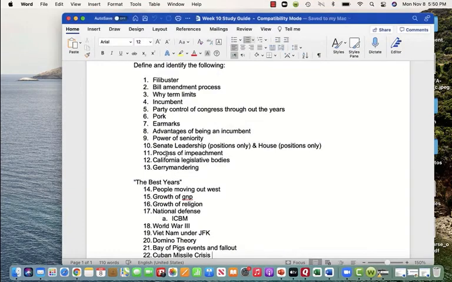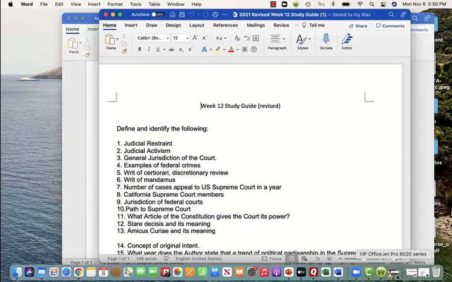Let's talk a little bit about the judicial branch. Be able to tell me what judicial restraint is. That's kind of the idea that the court won't engage in policy making. The opposite is judicial activism, where the court will go out and seek cases to rule on. Know the jurisdiction of the court: the federal courts have jurisdiction over federal cases, and these cases are prosecuted by the Department of Justice, so I want you to remember that.